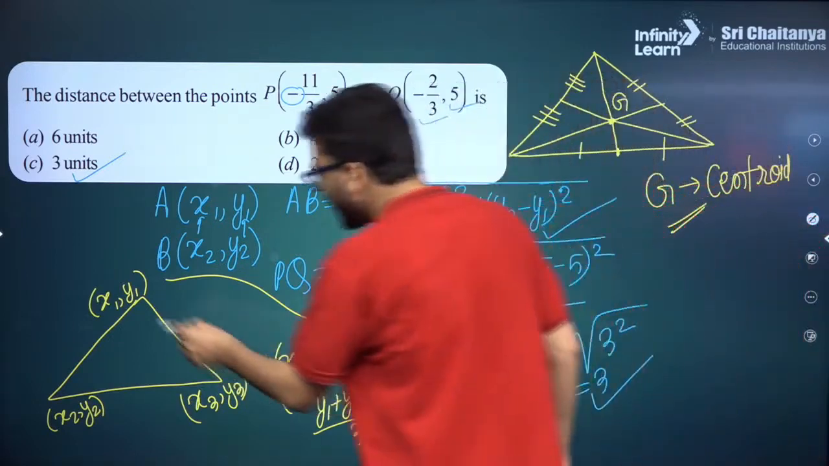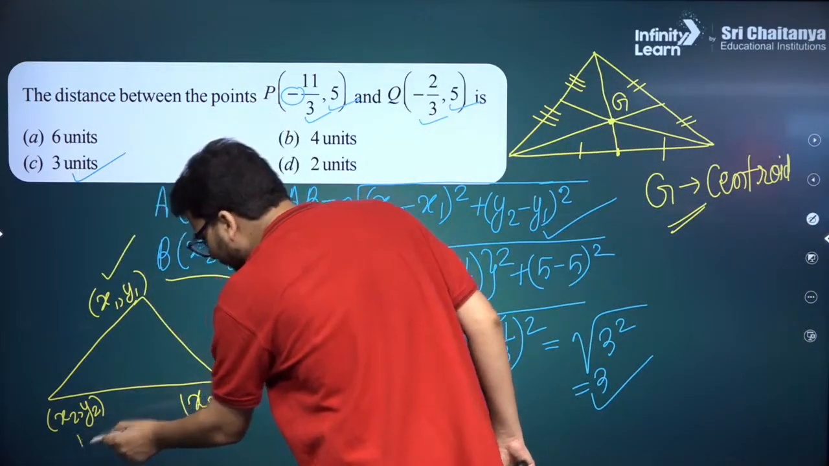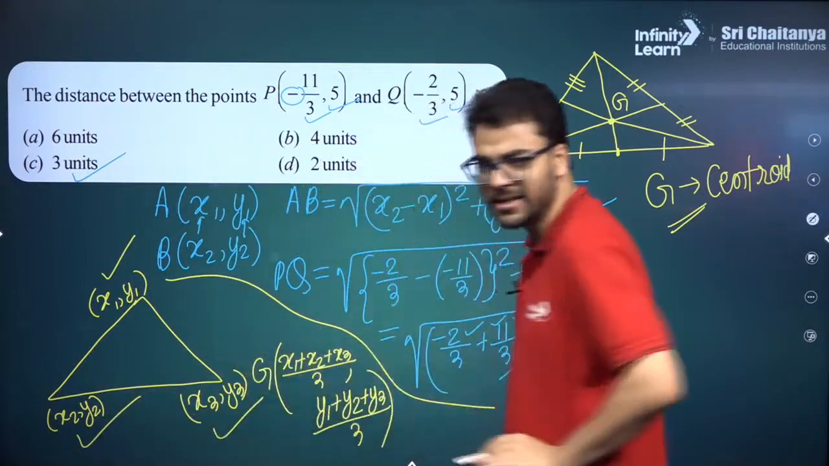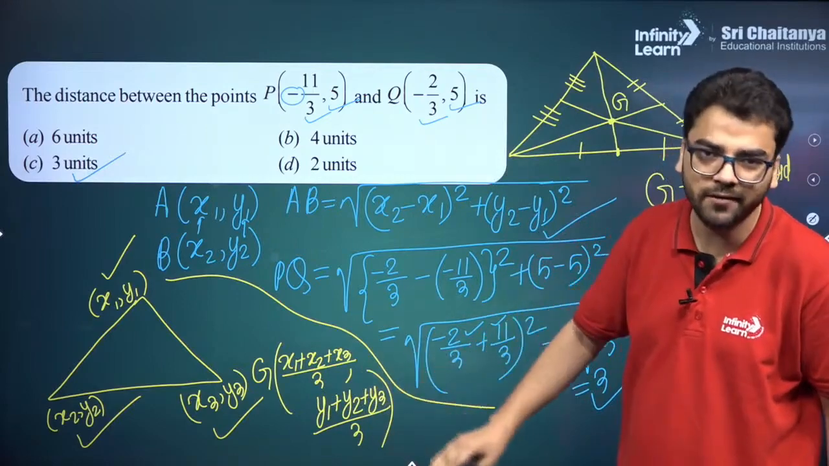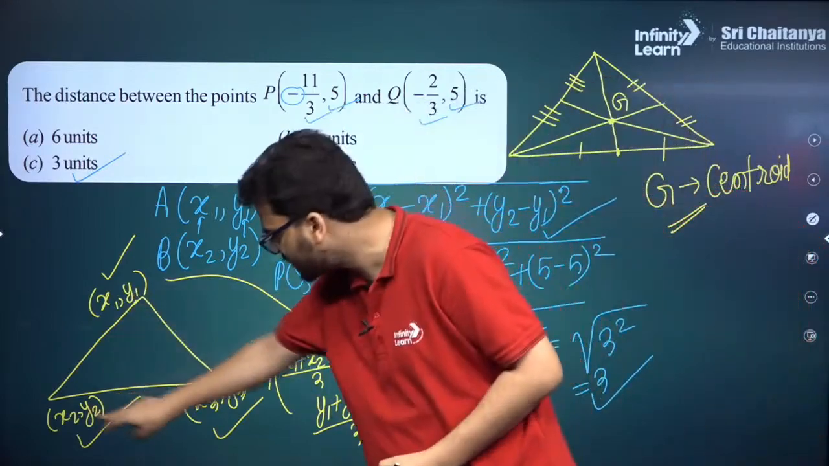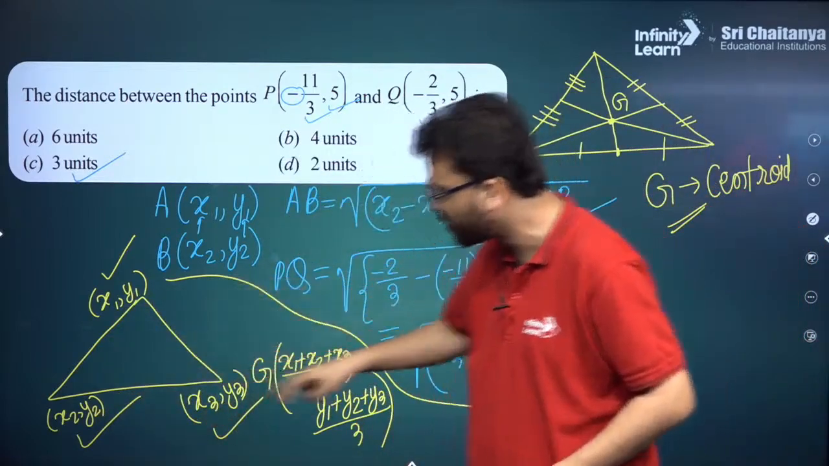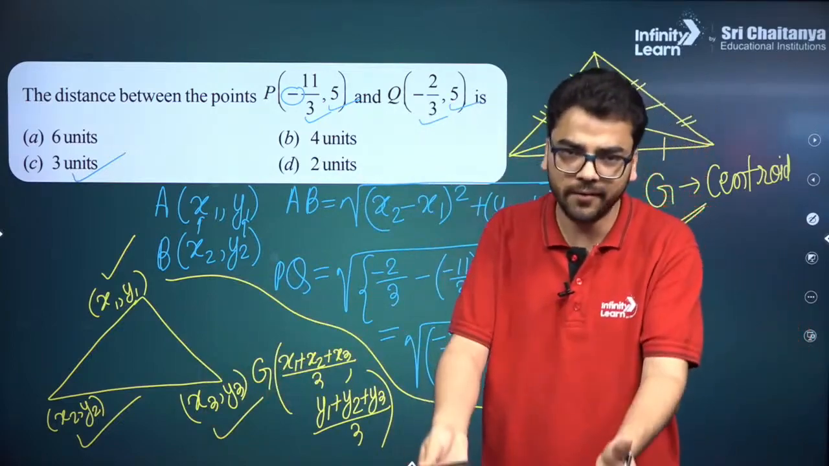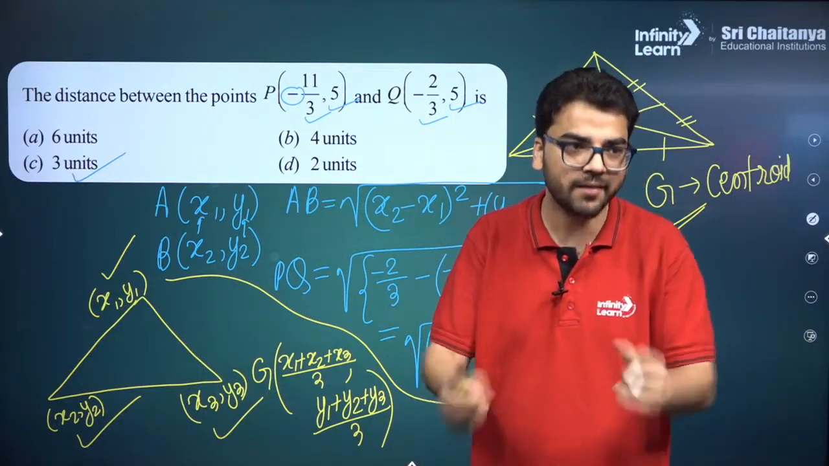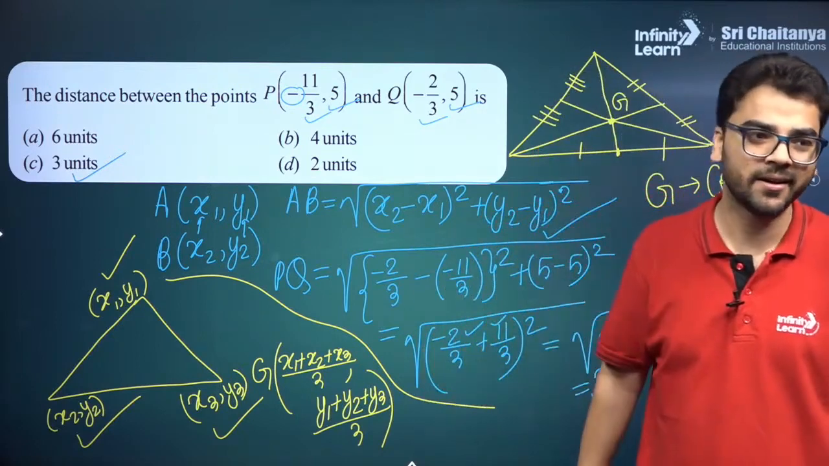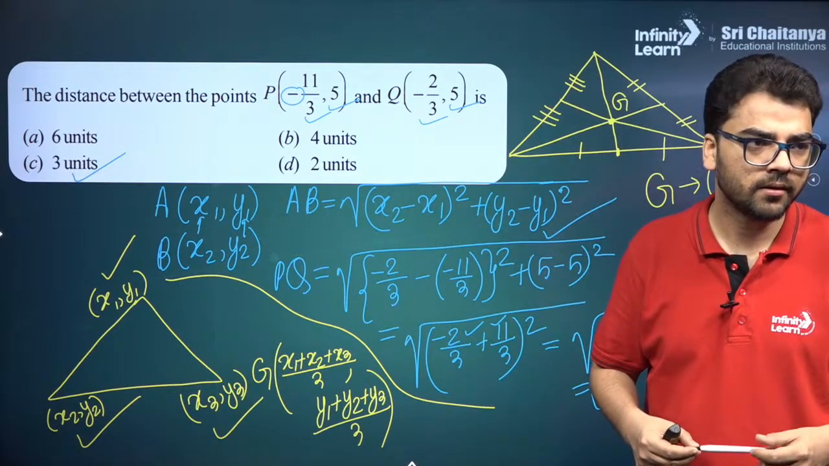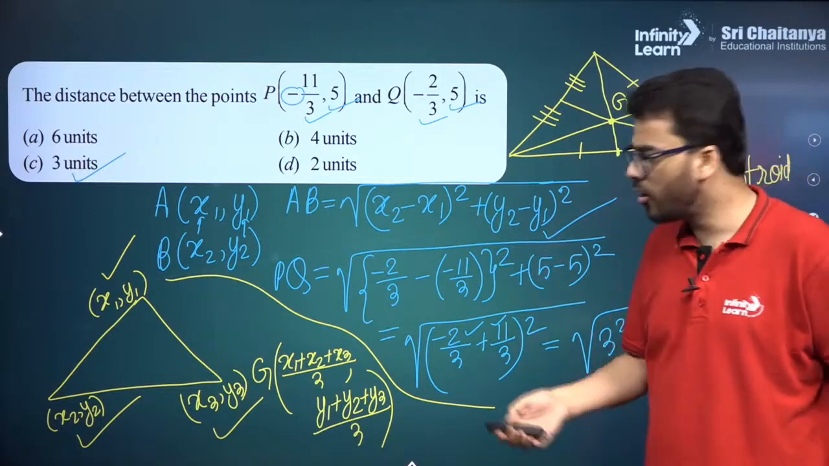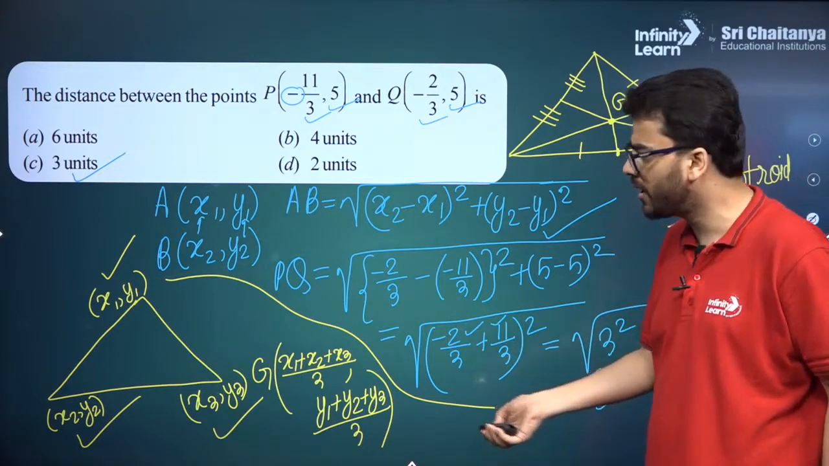If the coordinates of the vertices of a triangle are given like this, you can directly find the coordinates of the centroid of that triangle. It's very simple: x1 plus x2 plus x3 by 3, y1 plus y2 plus y3 by 3. There is a derivation to it as well, but I'm not deriving it right now. I hope you understand that. Okay, I hope this is clear to every student over here.